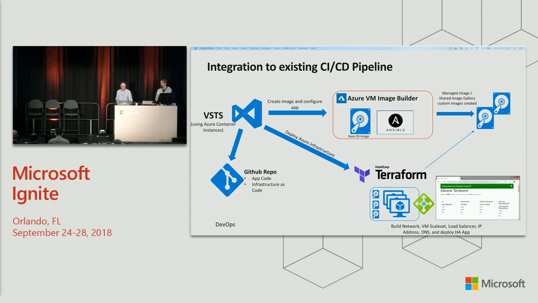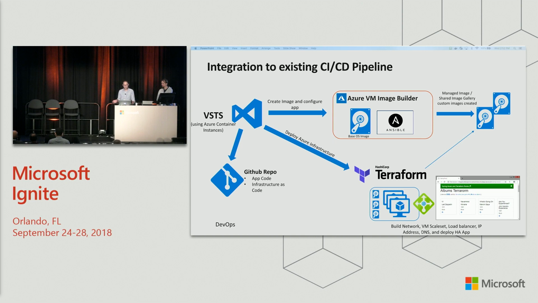It downloads Ansible, and then it runs a playbook underneath that. And I'll show you what that looks like. Once it's finished, it will then distribute that particular image to a managed image or a shared image gallery, and then that completes.